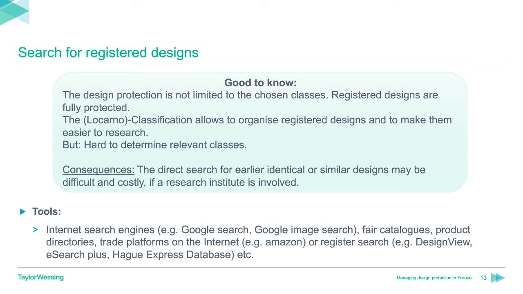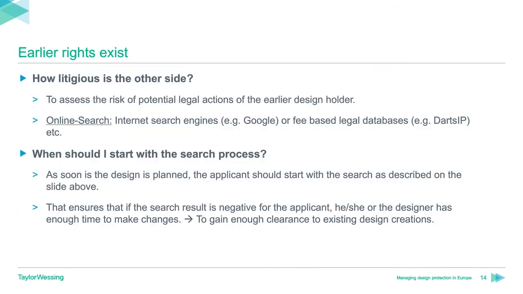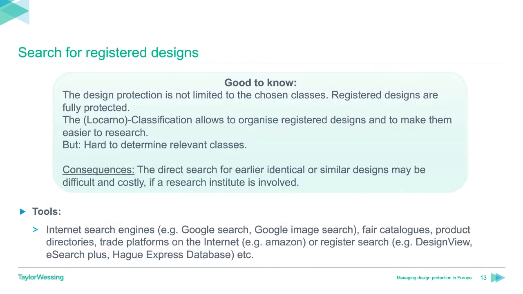As for tools, you can use Internet search engines, for example, Google Search, Google Image Search. Always have a look at fair catalogs if you are searching in your own brand. Product directories, trade platforms on the Internet, for example, Amazon, or registered searches such as DesignView, eSearch Plus, or the Hague Express database. So sometimes for preparing the research, you have to be a bit of a detective.